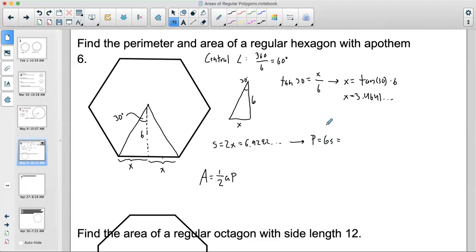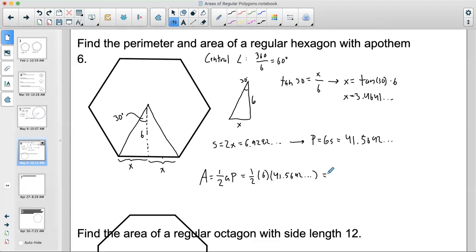So this perimeter is 6 times that number, 6.928. I put that in my calculator, I get 41.5692, and more digits. But that's the perimeter, and that's what's going to go right here. So I get 1/2 times the length of the apothem, which was 6, times the perimeter, which was 41.5692.